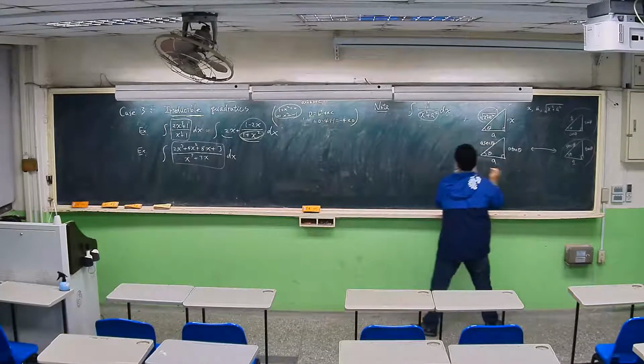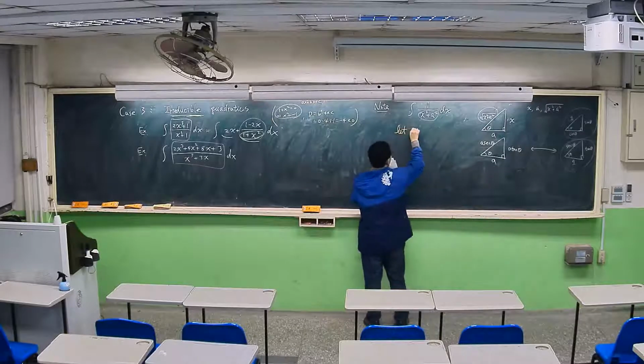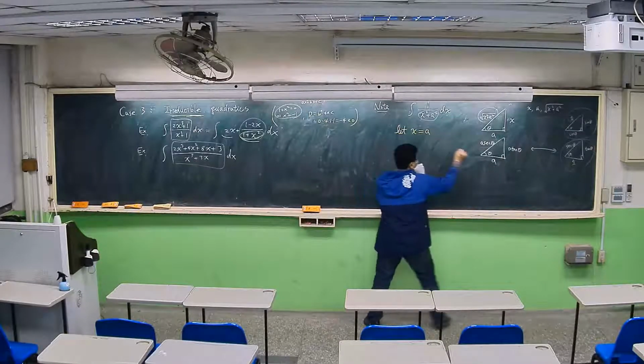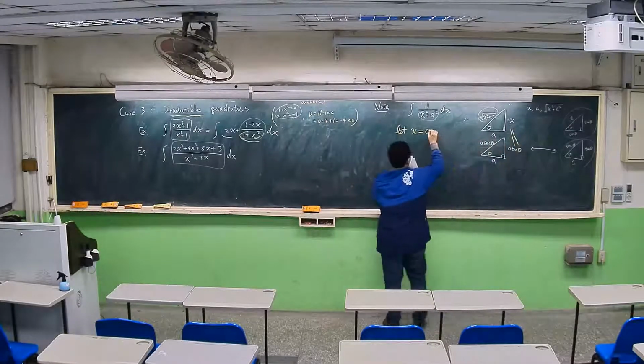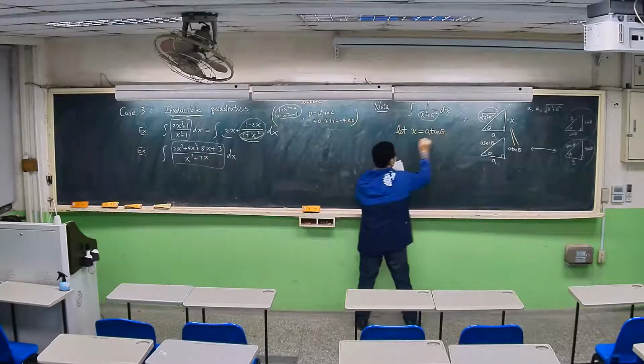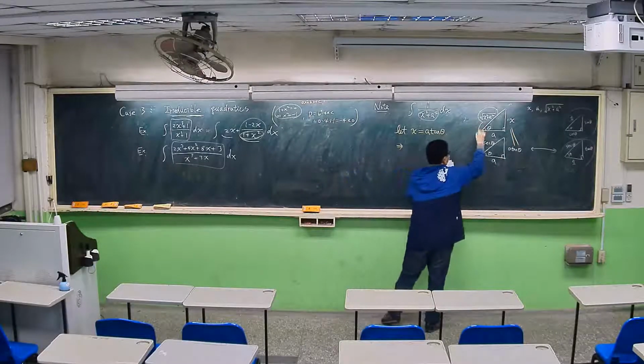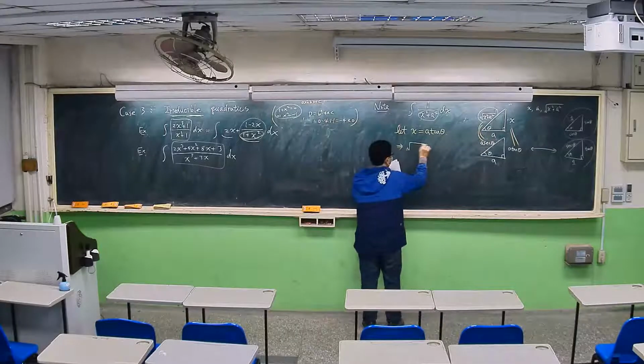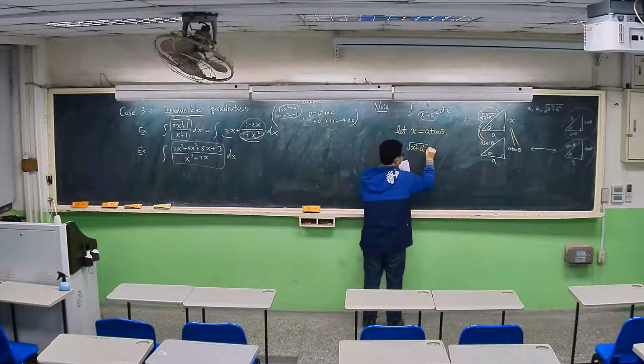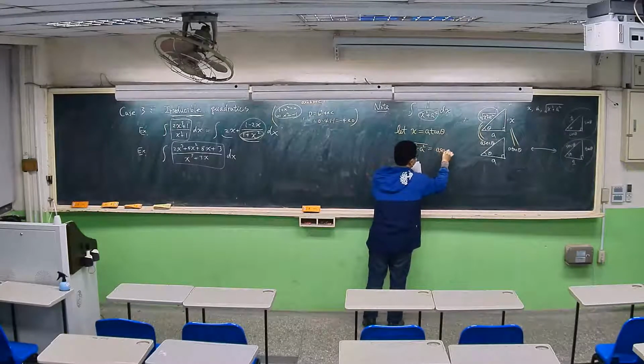In other words, we let x equal a tangent theta. Then you could see that the square root of x squared plus a squared is equal to a secant theta.